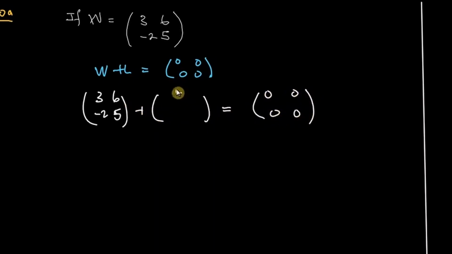So we can see clearly that 3, and this needs to be a minus 3 to give me a 0 here. Therefore, I just need to reverse the sign of each of these elements in the matrix W to find the matrix L. So this works out to be negative 3, negative 6, 2, and negative 5. When we sum those together, we get the matrix 0, 0, 0, and 0.